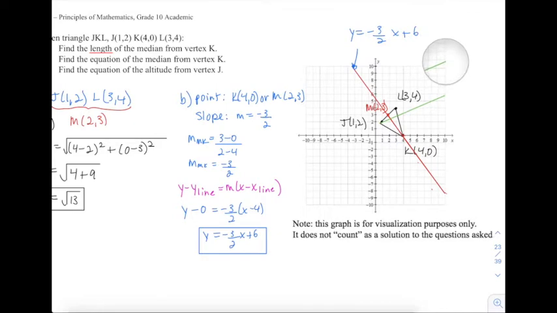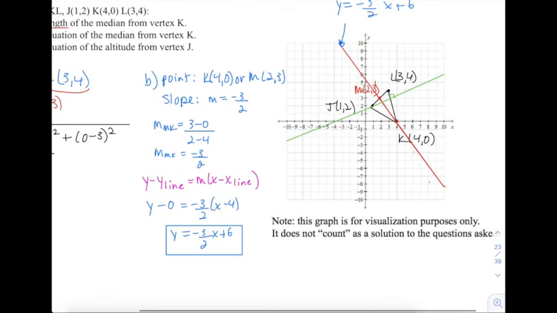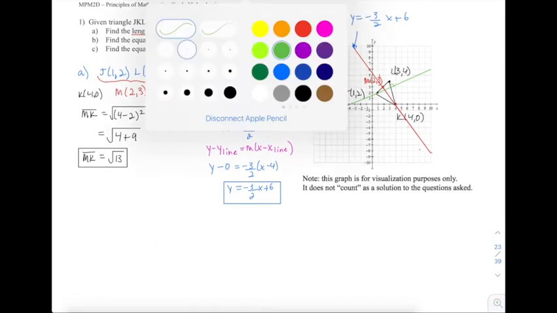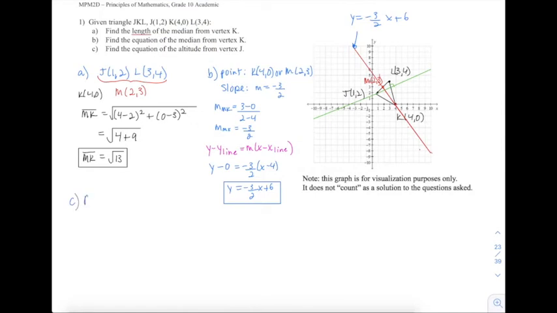Well, again, our graph doesn't have to be perfect, right? Our calculations have to be perfect. So, that's not perfect, but whatever, okay? We know that the idea is that it's supposed to be at 90 degrees to LK. So for part C, when I do this altitude, I know the point. I have no choice in the point on the line. The point on this line is J. The slope is perpendicular to the slope of LK.